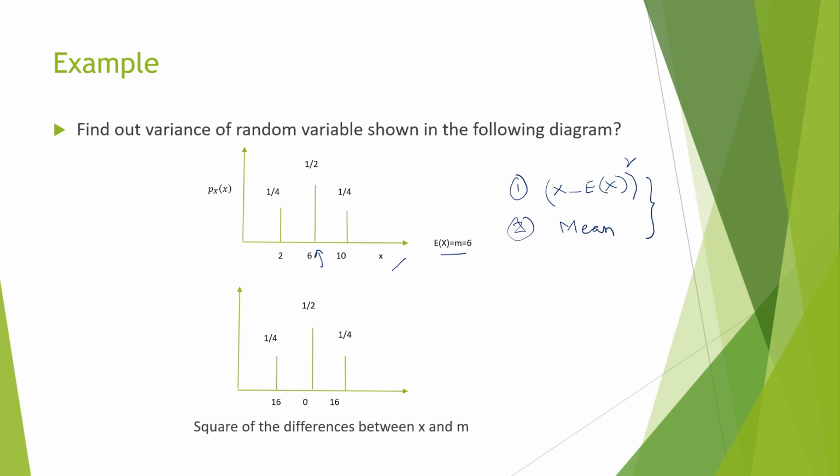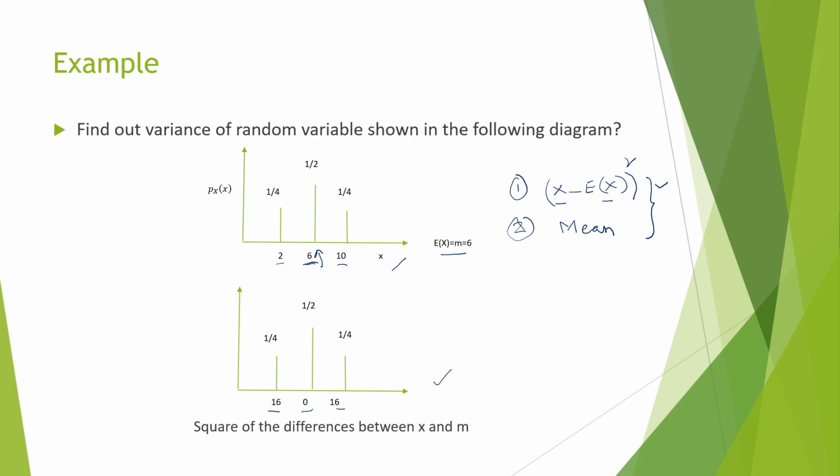Now let us do it pictorially. With the help of diagrams, we can find the variance. So the first step is (x minus E[x]) square, that is, the difference of the random variable with its mean. From the given diagram, for the first term, the difference between the mean value and the random variable is 6 minus 2, squared, so that is 16. Here 6 minus 6, that is 0. Here 10 minus the mean value 6 is 4, and 4 square is 16. Therefore, we have the square of the difference terms, plotted here in this second diagram.